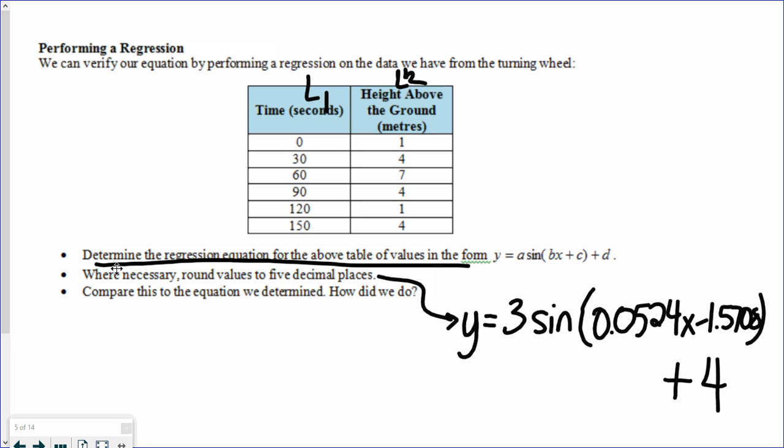And so you can compare that back to what we were getting on the last page. We had A is equal to 3, D is equal to 4. We had the same value for B. The only thing that we didn't actually have was this C value here. So our regression allows us to get the full equation.